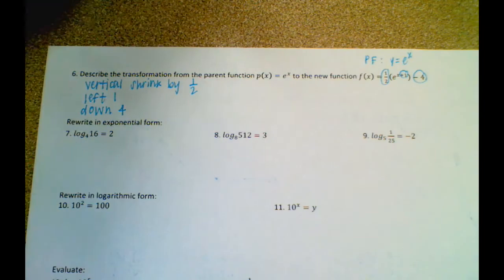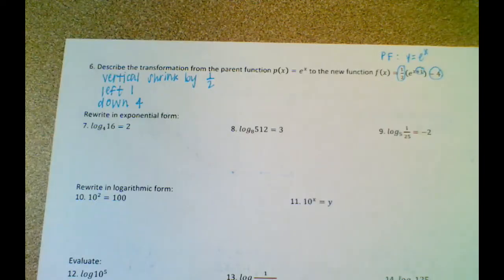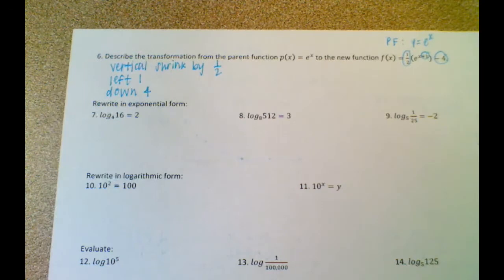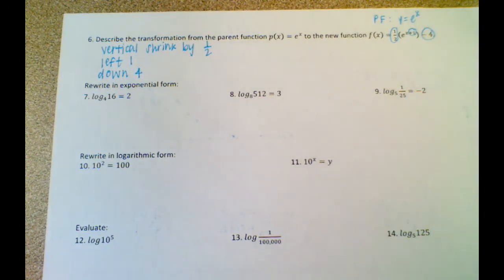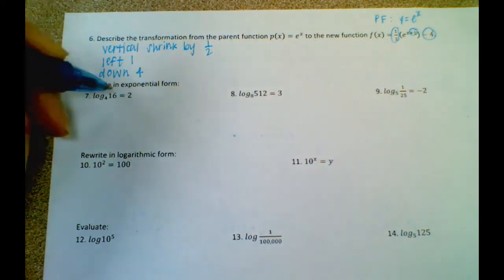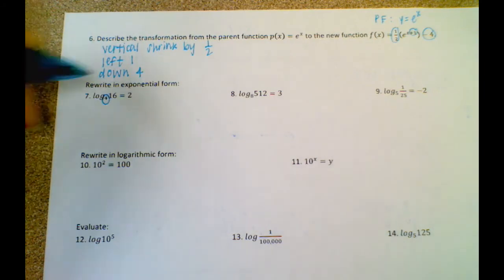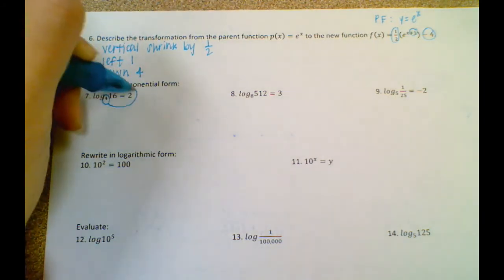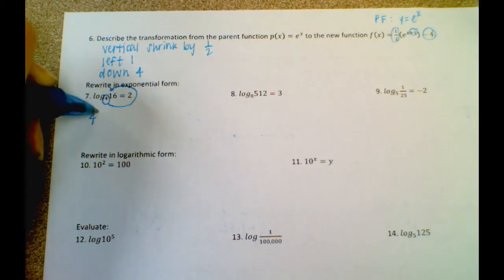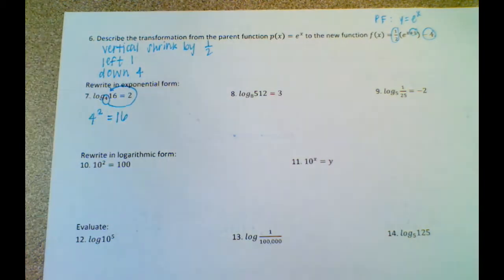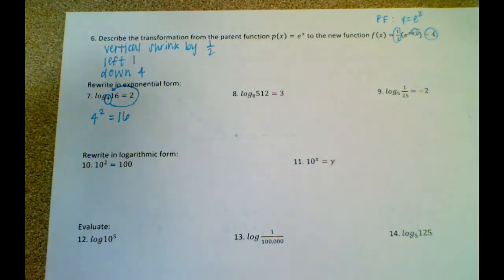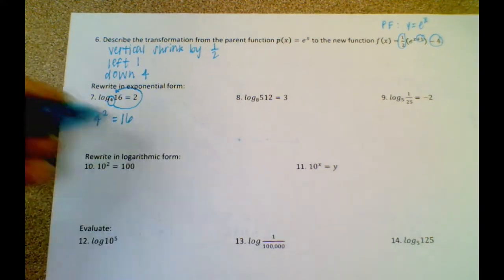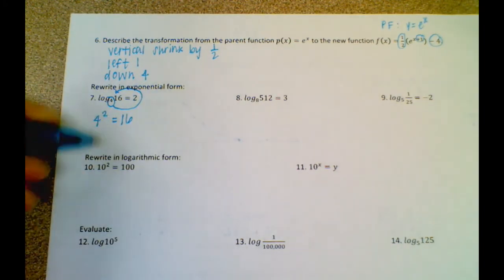Alrighty, now we're getting to the logs. Rewrite in exponential form. So Miss Wade shows the Swoop method, so I'm going to do that. And then I also teach the Bay method, so I'm going to kind of do both here. But the Swoop method, if you take this 4, start with your base, and swoop around, you would get 4 squared equals 16. Okay? Now, and like logically, think about that.